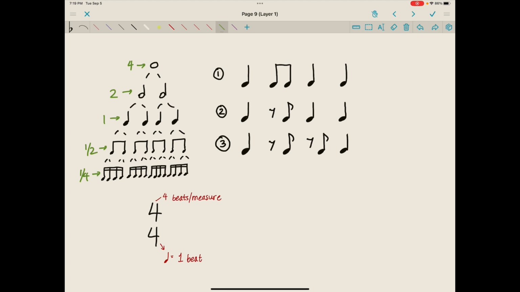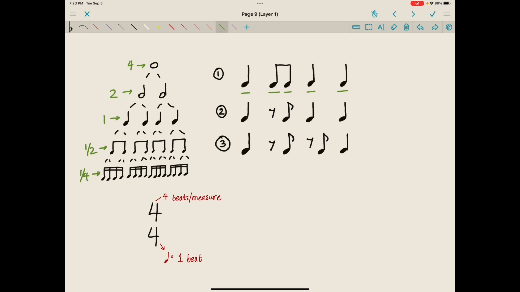Here's our beat. Ready, clap. One, two, ready, speak. Do, do day, do, do. One more time, ready, go. Do, do day, do, do.